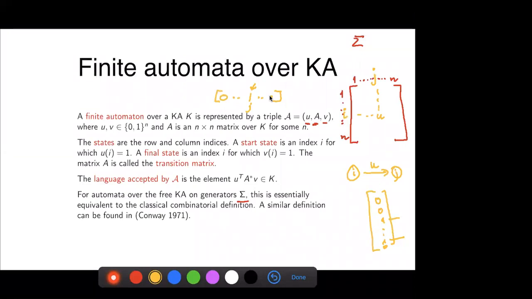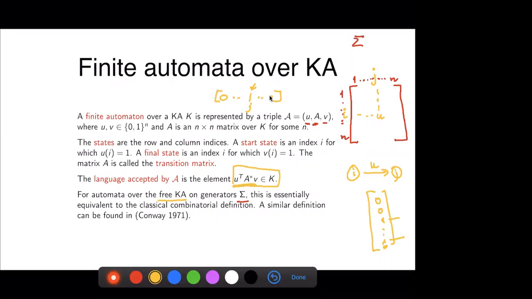And you can show that the language accepted by this automaton is actually given by the expression U A star V. Again, if we look at automata for the free Kleene algebra, which is the algebra of languages, then what you have here is nothing else than the classical definition of an automaton with initial and final states. And this expression, you can work out the explicit definition for languages, and you will get precisely the usual thing.